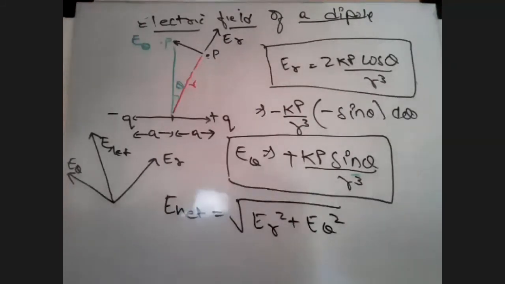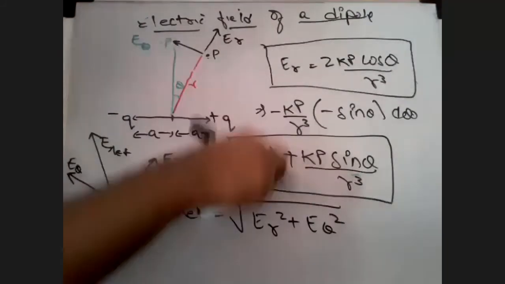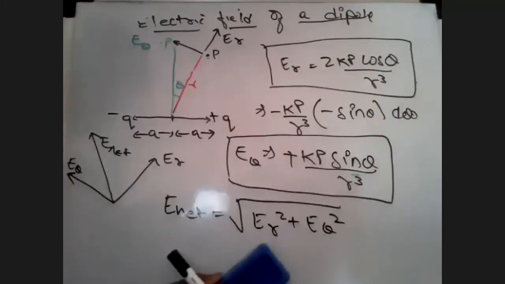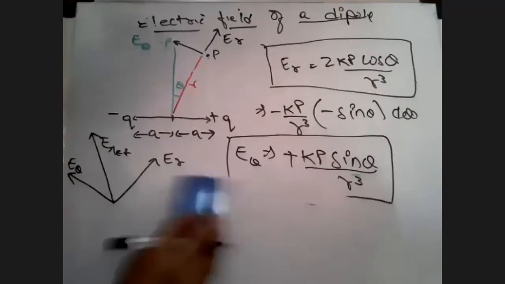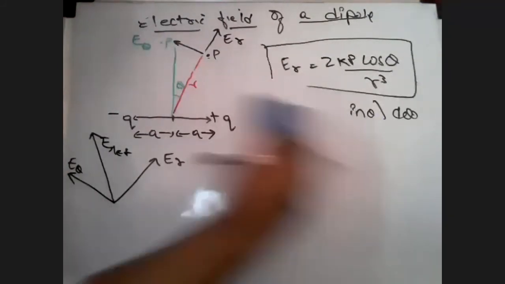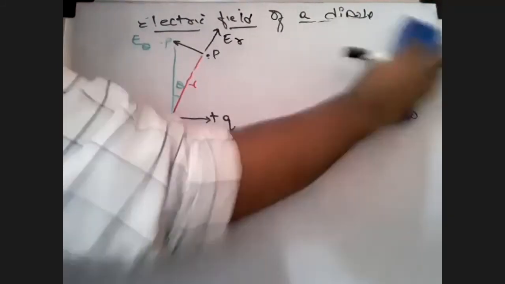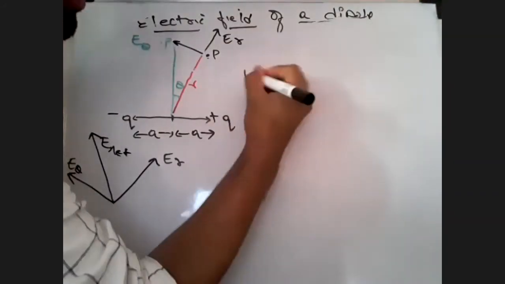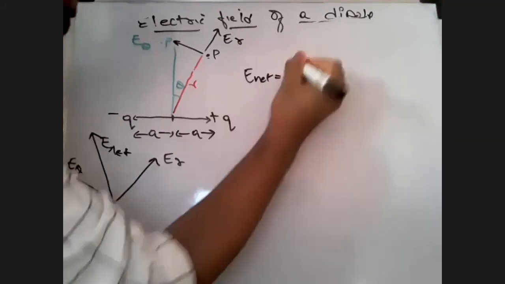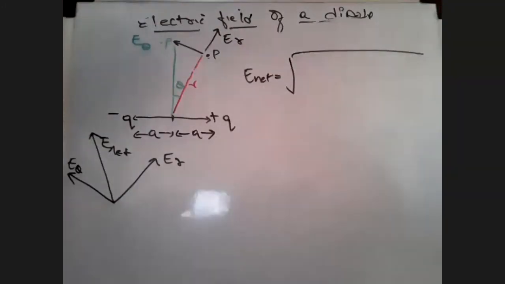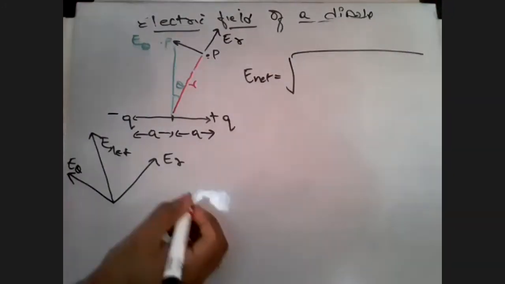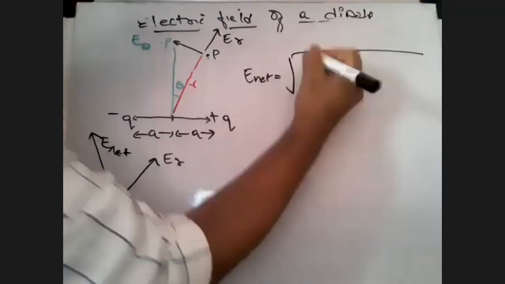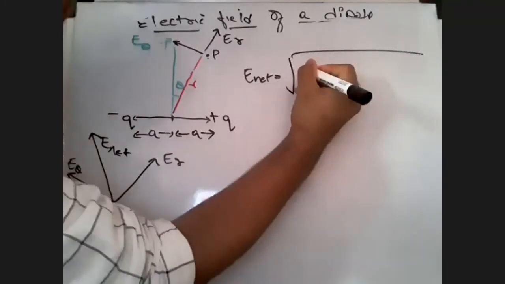Everyone start solving it. Put ER in ER square, put E theta in E theta square. What are we going to get? E net, let's call it E net, is going to be root of. Sir, Kp upon r cube root under 1 plus 3 cos square theta. Yes, okay, correct, correct. So it's anyways going to be ER square plus E theta square.